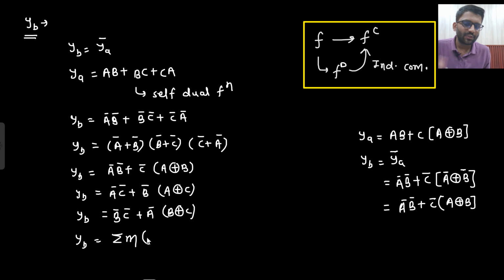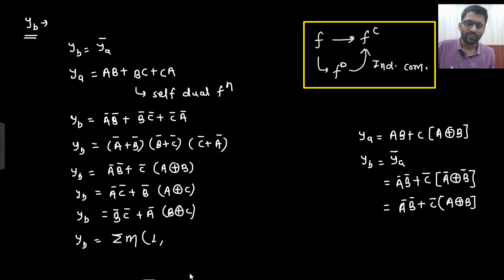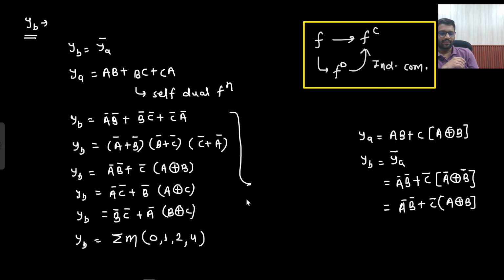Summation m. This you might not be able to remember, so no worry, even I don't remember this. But I remember this one, 3, 5, 6, 7, so which is 0, 1, 2, 4. So this is your YB. Are you getting this point? So these many expressions we can write.